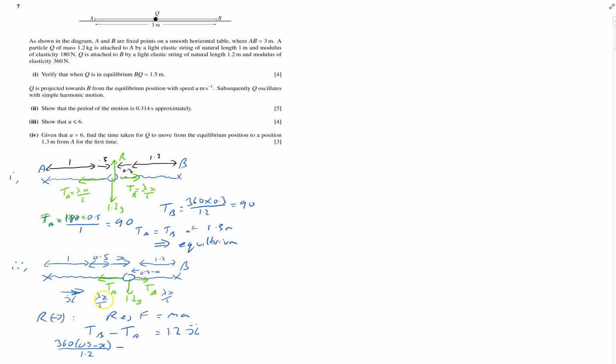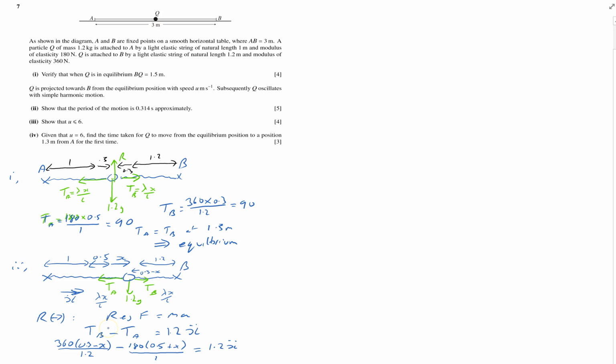This is the bit I was working out before. Lambda for that one is 180 times the extension, which is from the natural length, so it's 0.5 and then the x, so that's 0.5 plus x, and that's all over the natural length, which is 1, and that equals 1.2 x double dot.